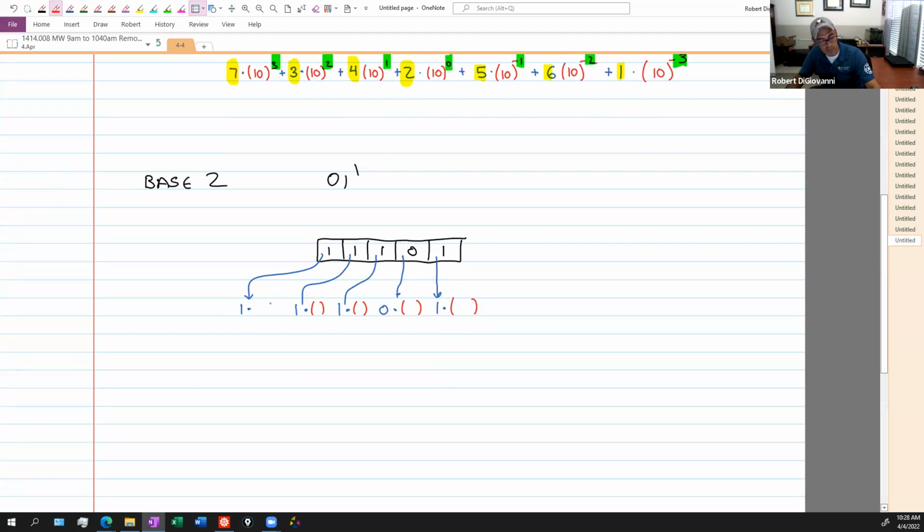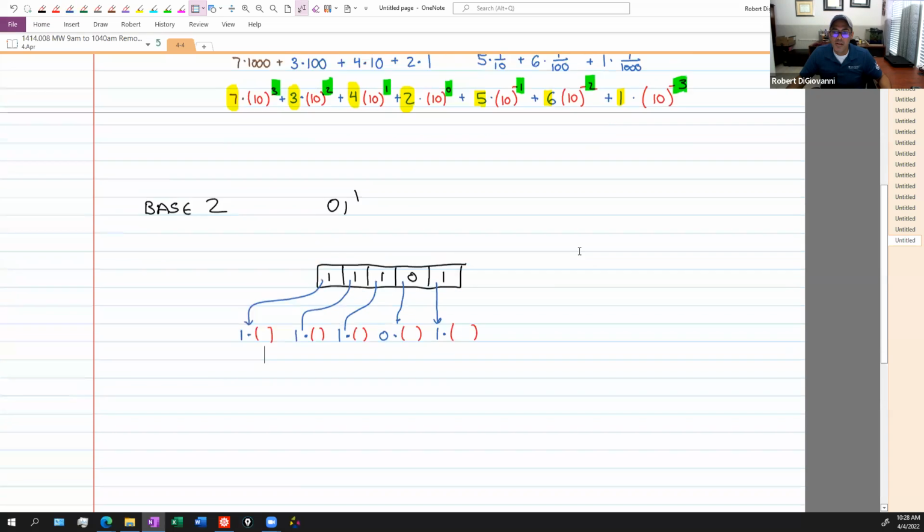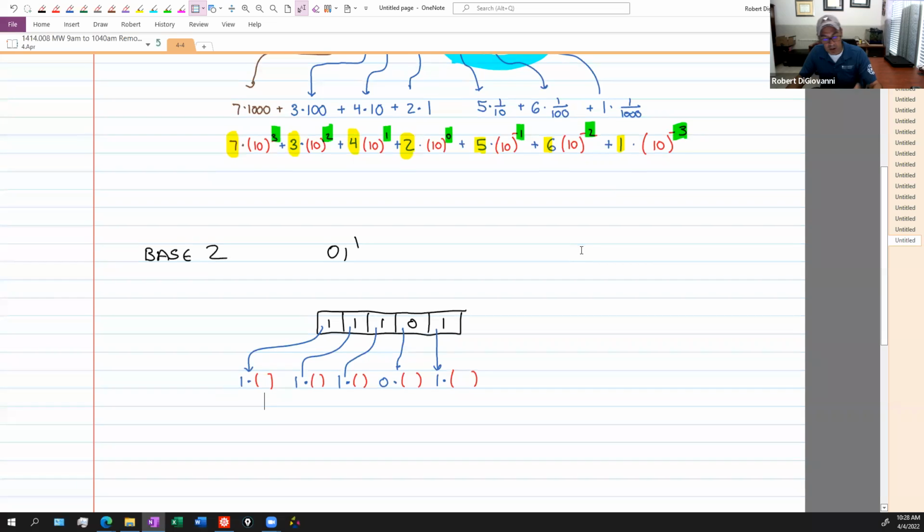Is it 10? What is it? 2, because our system was 2. So this is how many 2 to the zeros I have. This is how many 2 to the 1s I have. This is how many 2 squareds I have. This is how many 2 cubes I have. This is how many 2 to the 4ths I have. These numbers in front are how many of them I have, and I only have two options, none or one. And then each one of these is a power of 2 because we're in base 2, not base 10.